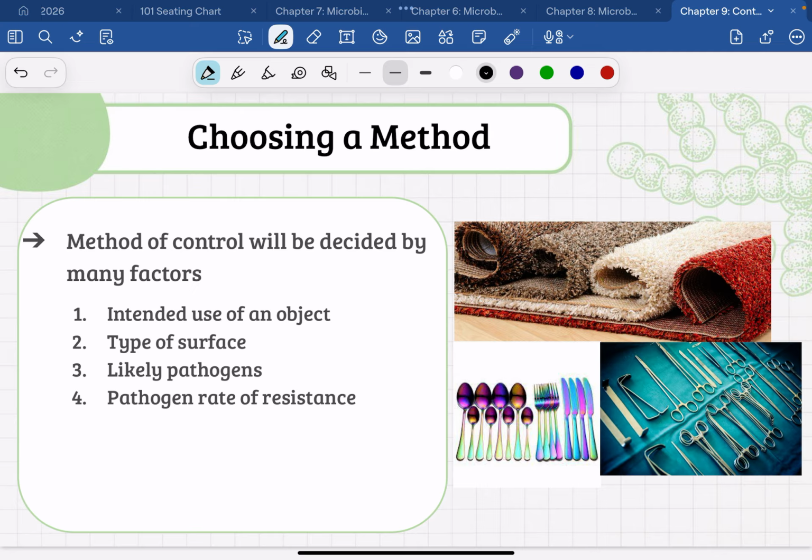And there's a reason why hospitals have to be cleaned more than your house, because hospitals are full of sick people. And so the number of pathogens is more likely. And then the last factor that we'll talk more about in a second is the pathogen's rate of resistance. So, how easily the pathogens that we suspect are capable of being killed.